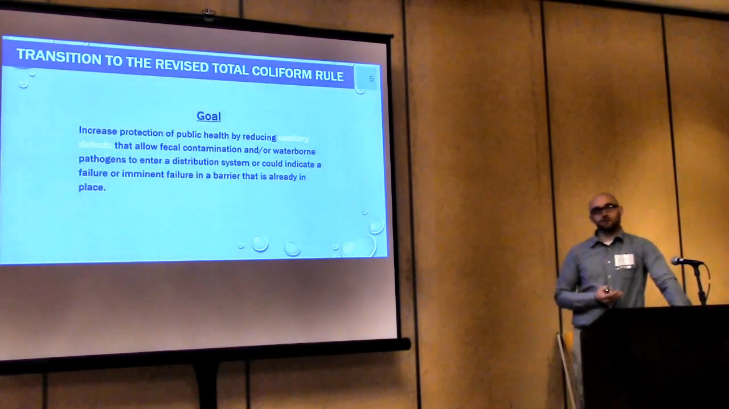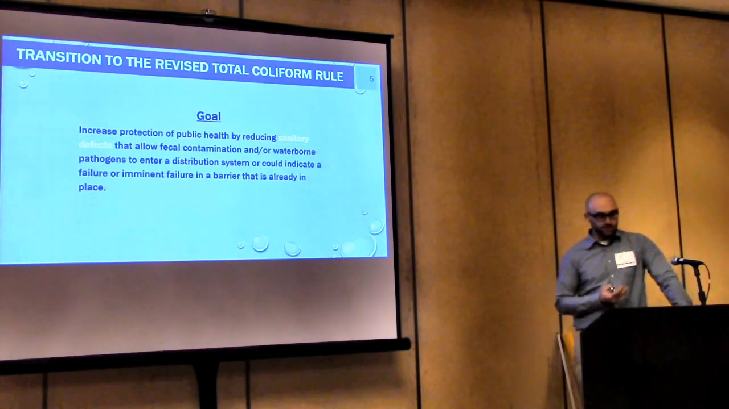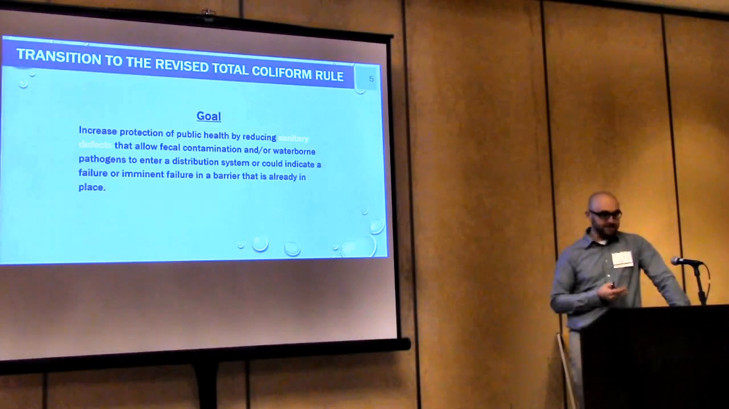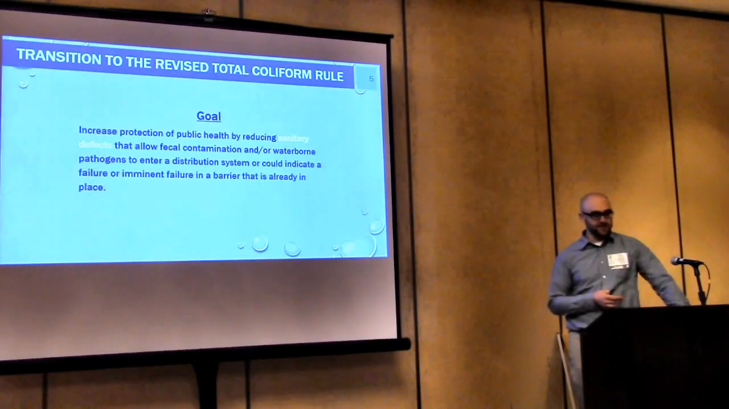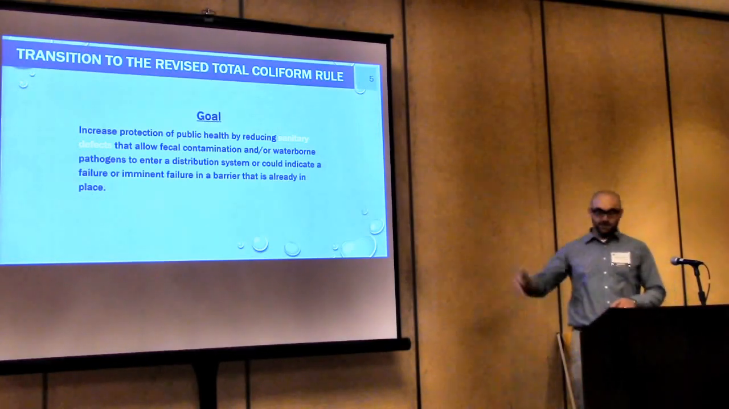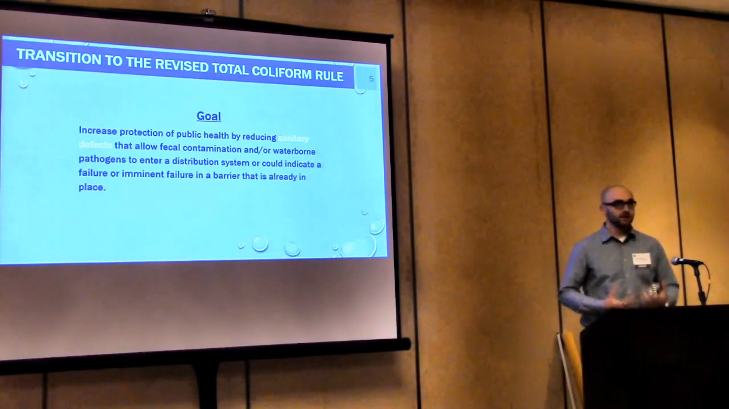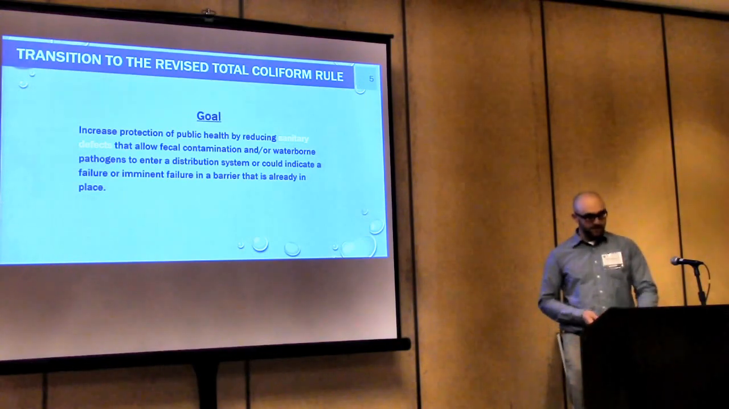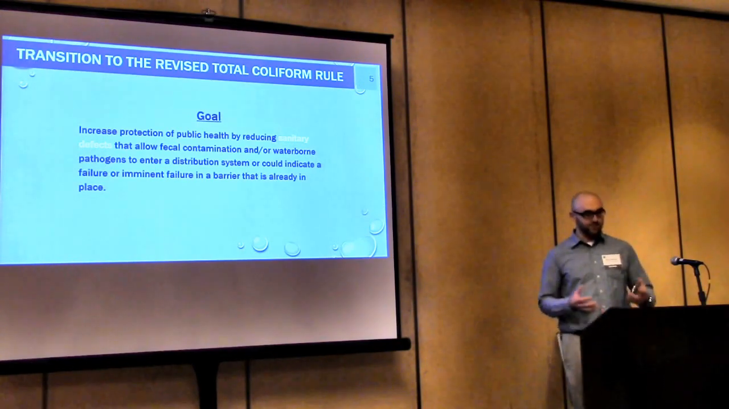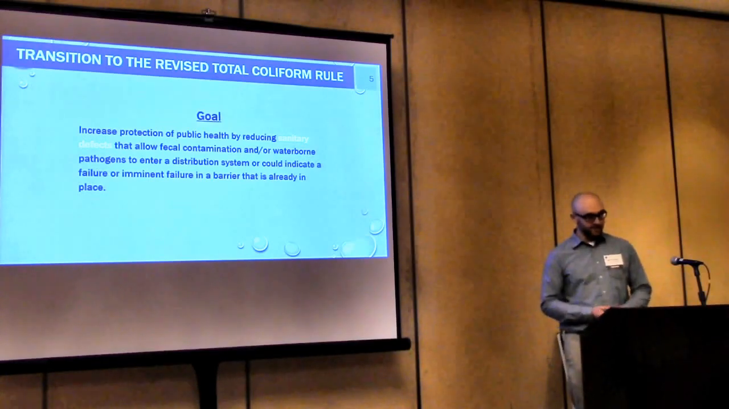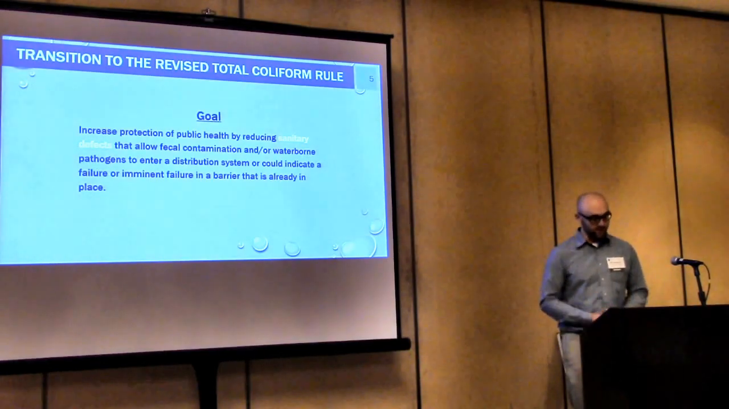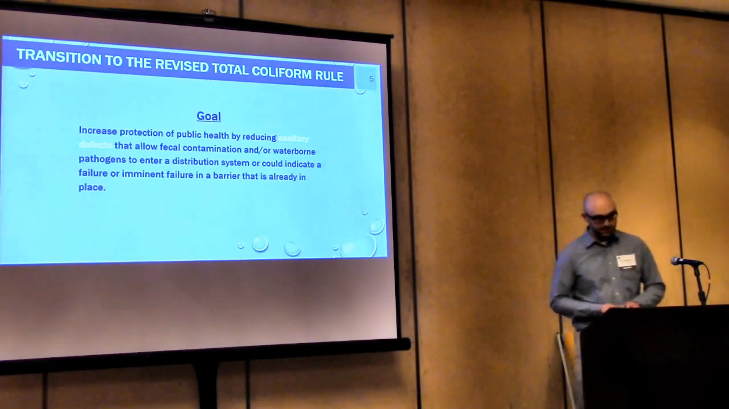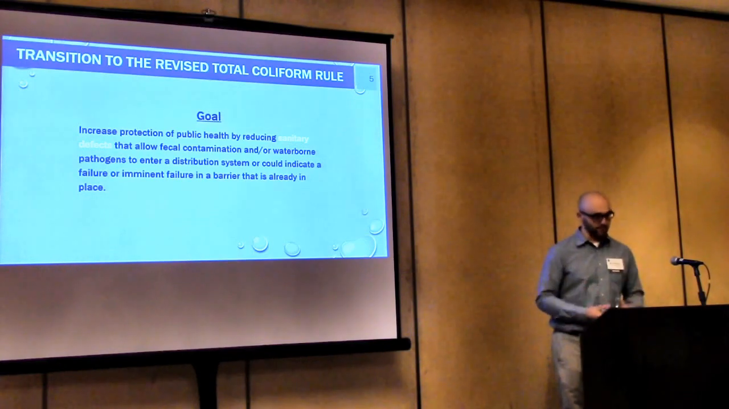So as we transition to this revised rule, the goal is to increase protection of public health by reducing sanitary defects, which allow fecal contamination and or other waterborne pathogens into a distribution system. And there's more, but it's just words. So basically, the long and the short of it, a sanitary defect is a defect that can provide a pathway of entry for microbial contamination into the distribution system, or that is indicative of a failure or imminent failure of a barrier that's already in place. So the RTCR seeks to reduce the number of violations that are experienced by improving the sanitary condition of the water system.